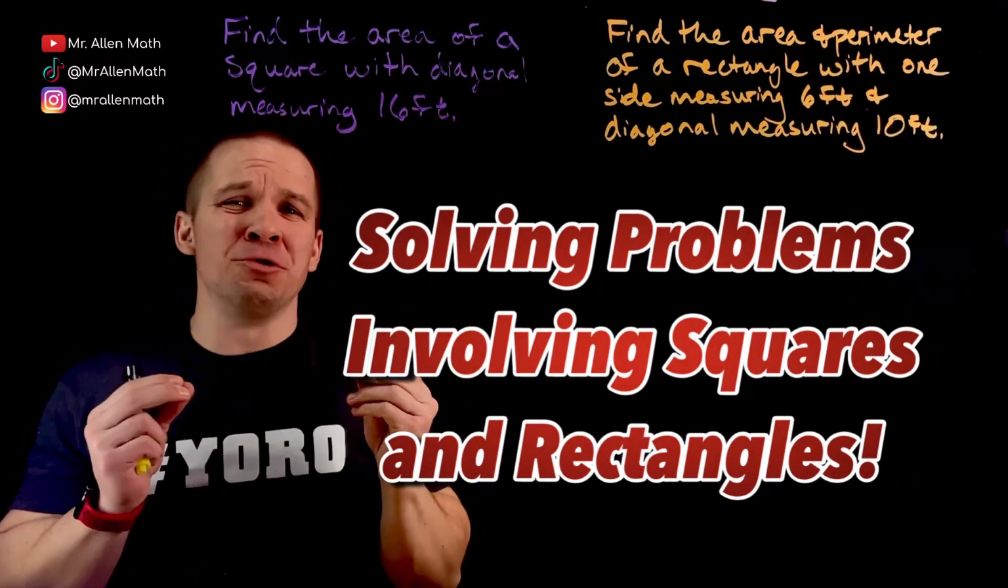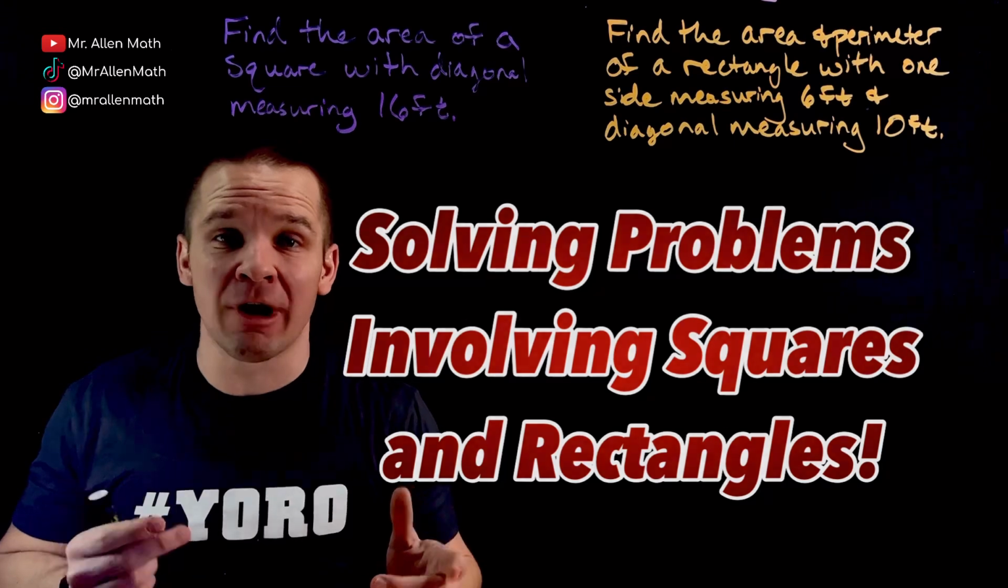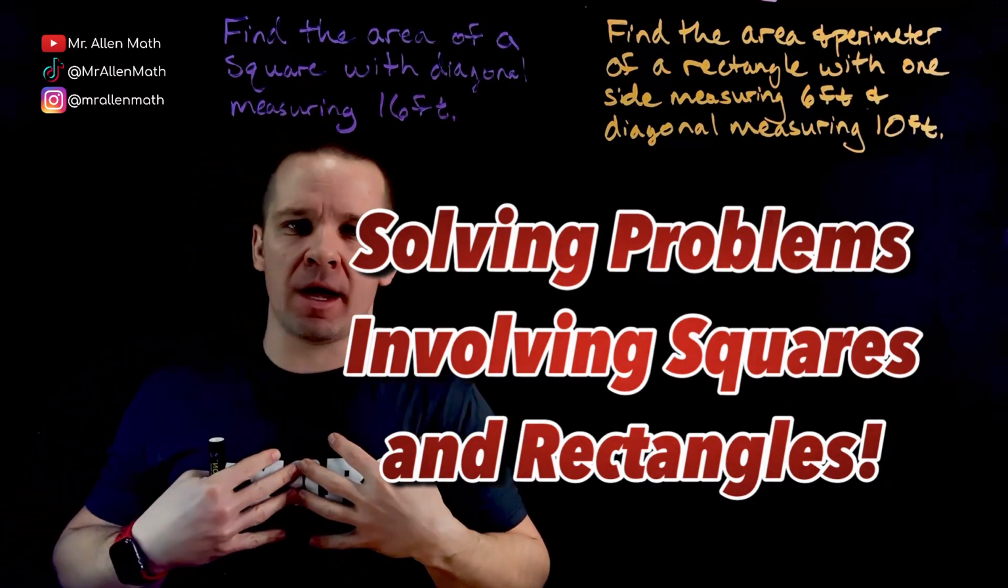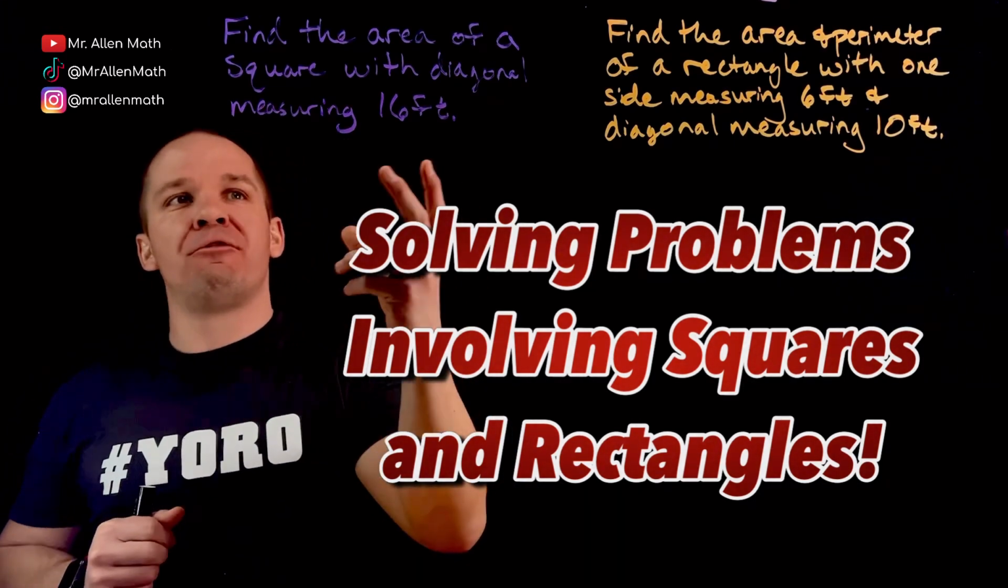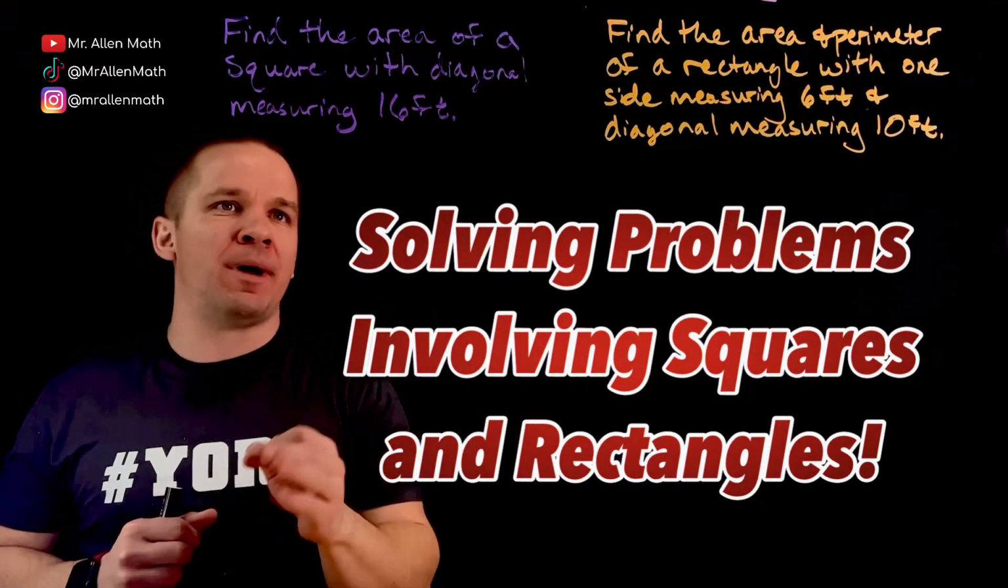We got ourselves a couple doozies, man, that are missing diagrams. I need my diagram, man. I want it. I'm going to draw it. Let's see here. Find the area of a square with diagonal measuring 16 feet.